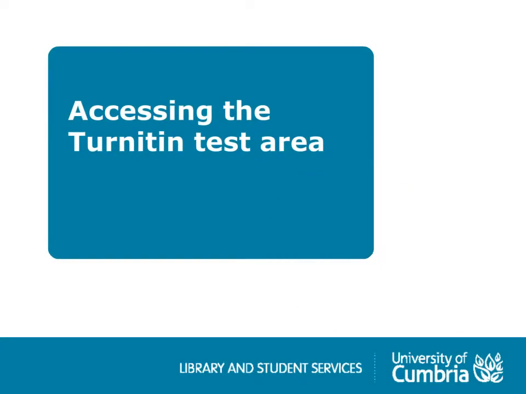Turnitin is used by the university to detect plagiarism in assignments, but also to provide you with feedback on the similarity of your work with other sources prior to your final submission. This feedback can be used to improve your work and ensure you have referenced correctly. In this short video, we'll be showing you how to use and access these test areas, which are made available outside of your normal Blackboard course area.